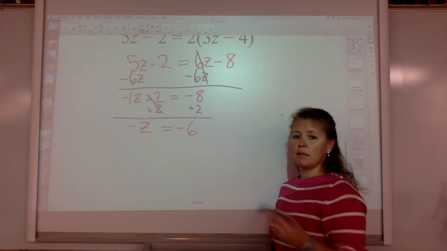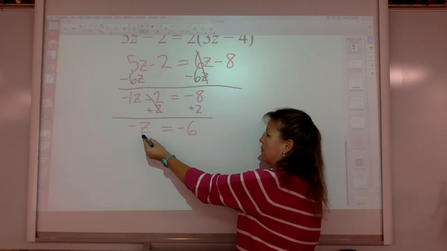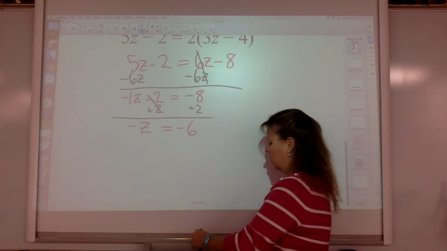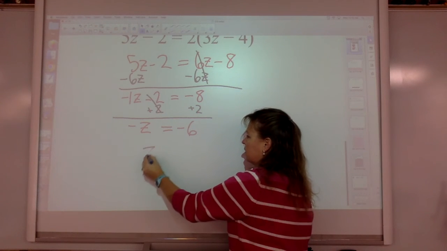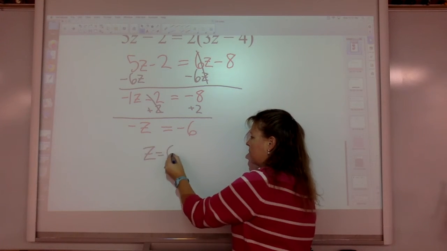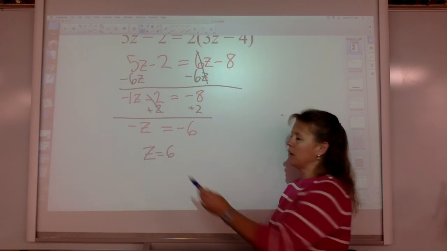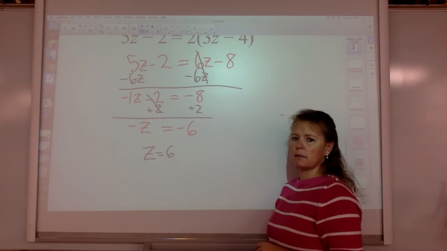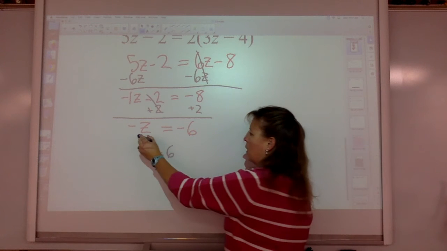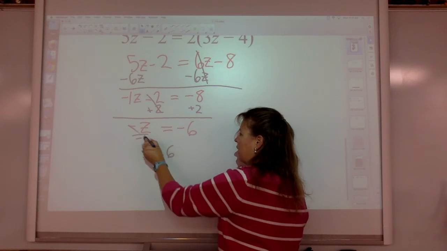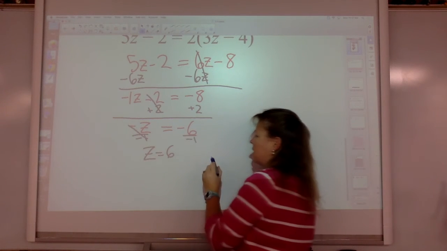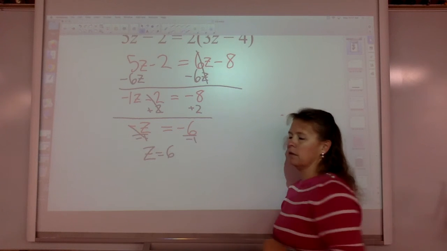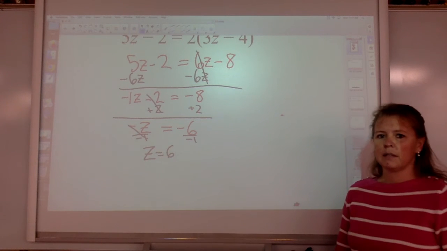You could say negative z equals negative 6, or you could say the opposite of z is negative 6. Well, if the opposite of z is negative 6, then z itself must be positive 6. Anytime you have a negative variable, you can just switch the signs. If you don't like that and you want to show your last step, show divide by negative 1, a negative divided by a negative is a positive. Z equals 6.